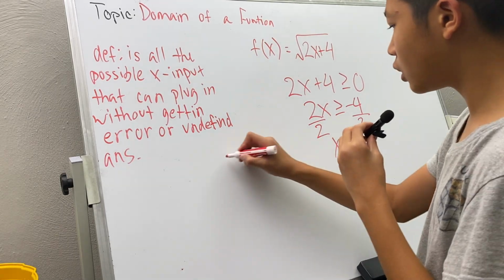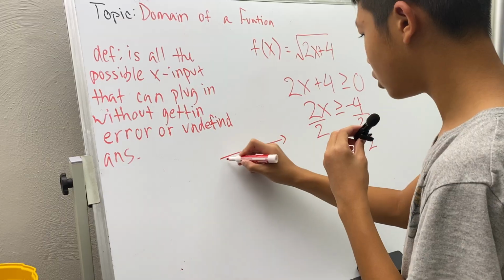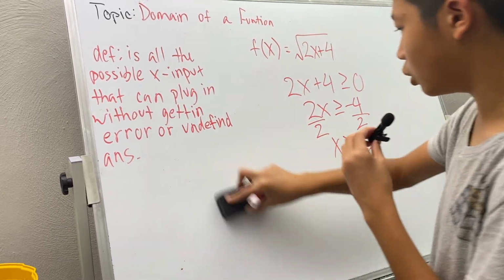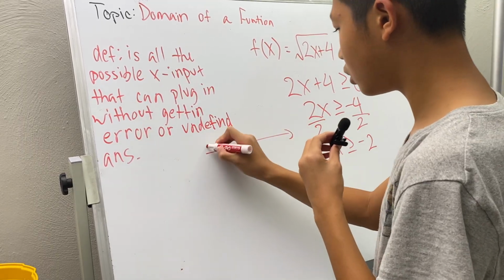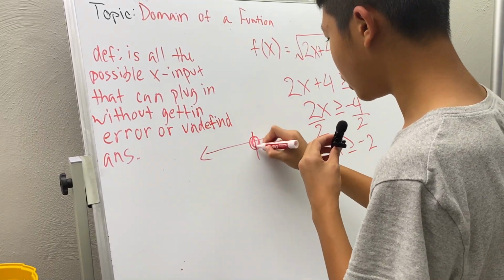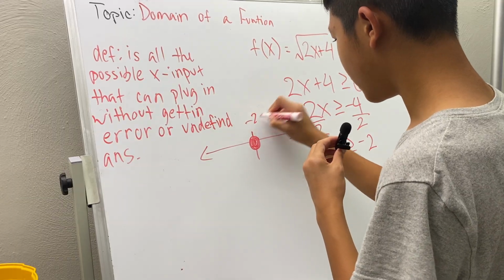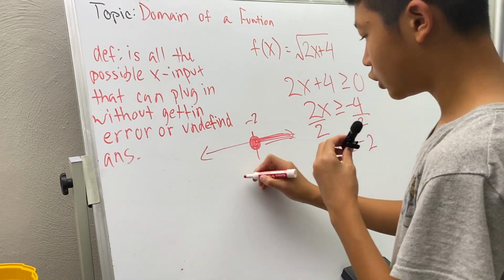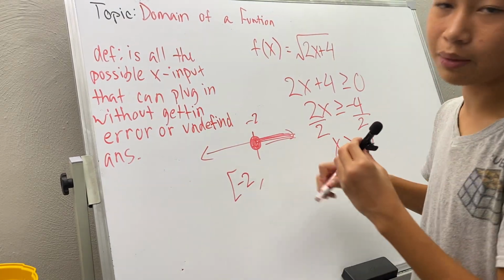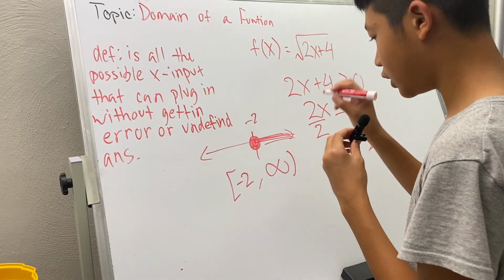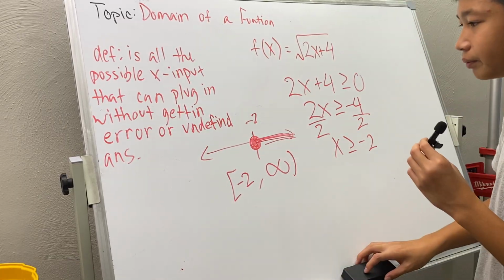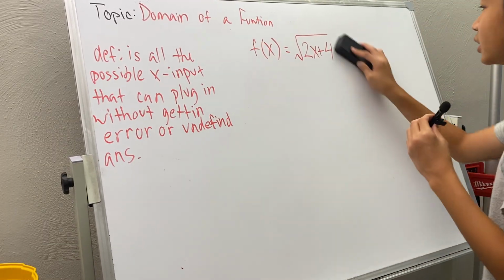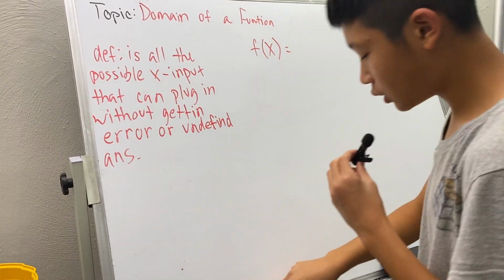So let's draw on a number line. So this is negative 2. Negative 2 is right here. It's a closed circle. Greater than, so we go on this side. So it's the bracket minus 2, comma, infinity. And there you have it. Very nice. Domain of function is pretty easy. It's not hard or something.